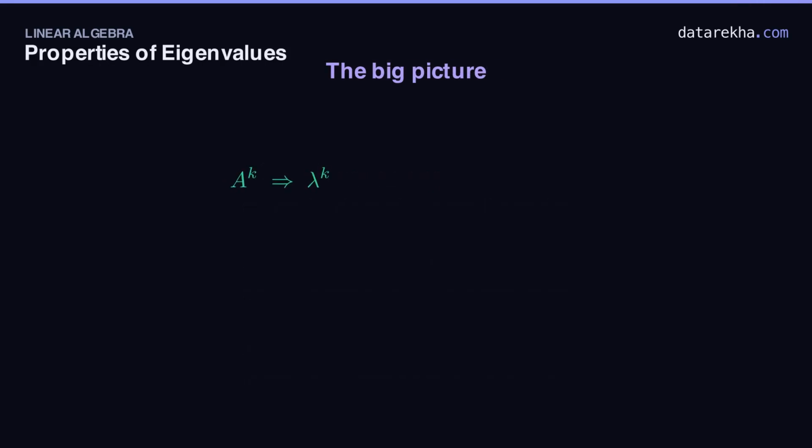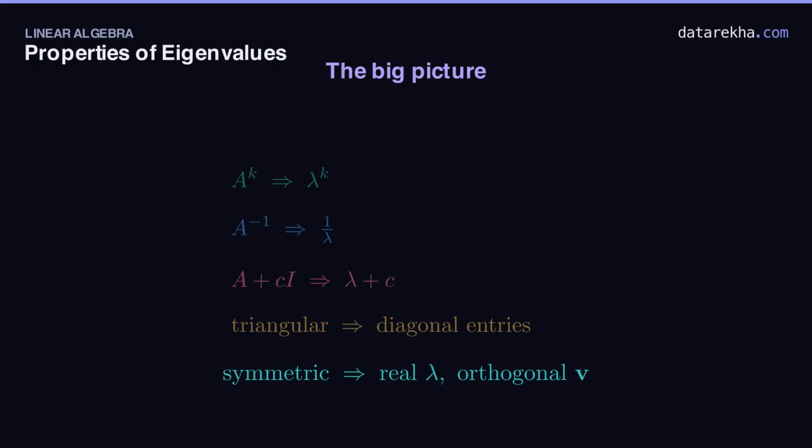Let's lock the whole toolkit in. A to the k raises each eigenvalue to the k, same eigenvector. A inverse flips each eigenvalue to its reciprocal whenever the matrix is invertible. Adding c times the identity shifts every eigenvalue by c. A triangular matrix simply hands you its diagonal as the eigenvalues, and a symmetric matrix guarantees real eigenvalues with perpendicular eigenvectors. Through all of it, the eigenvectors stay put, and the eigenvalues follow these simple rules. Learn this short list, and a whole family of matrices opens up from just one.